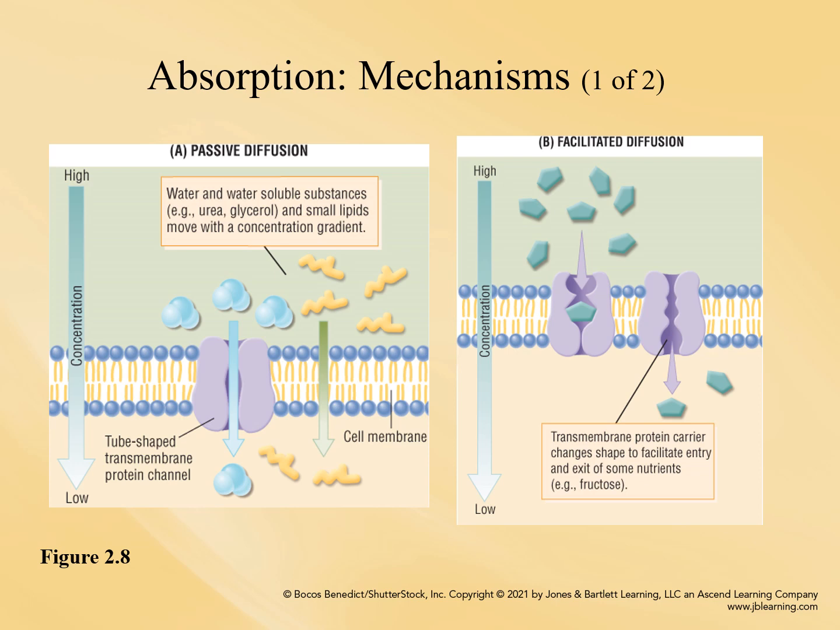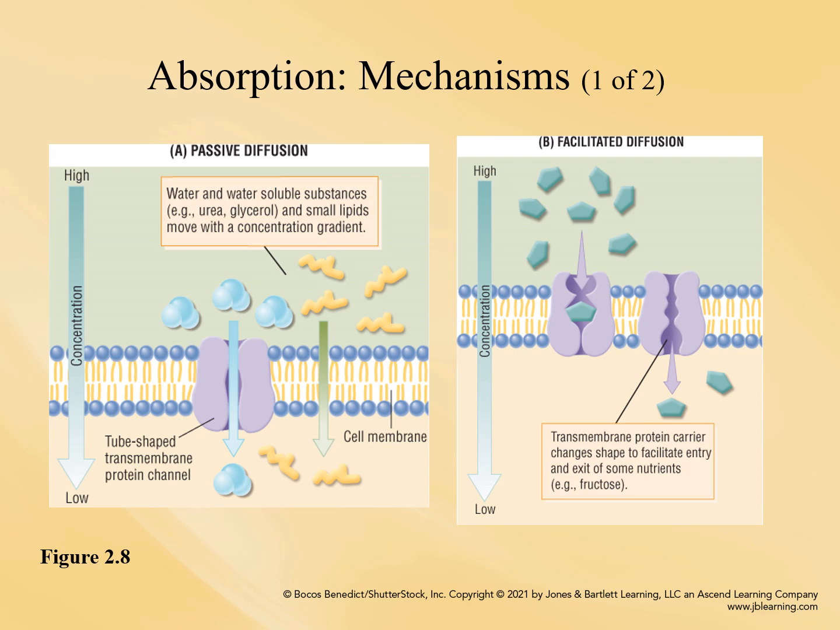Absorption occurs through four primary mechanisms. One is passive diffusion. Passive diffusion is when a substance easily moves in and out across the cell membrane, either through protein channels, which you'll see are the purple components, or directly through the cell membrane itself. You can see that water-soluble substances and small lipids will move from a high concentration gradient outside of the cell to a low concentration gradient inside the cell.